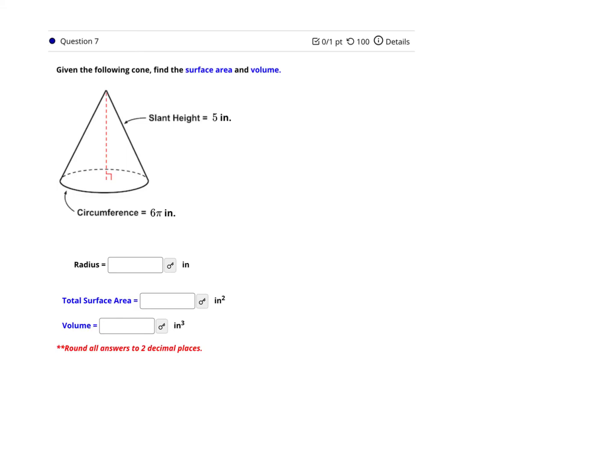Hello, Mr. Geiselhart here, and we're going to take a look at number 7 on the Chapter 10-11 remediation. So the first thing this is asking for is to find the radius.